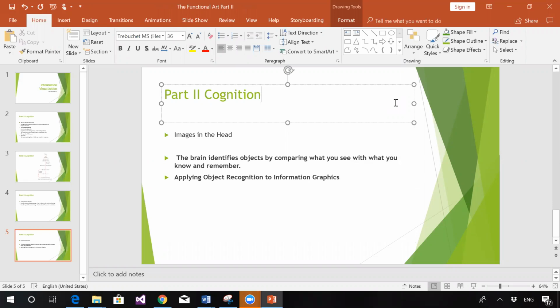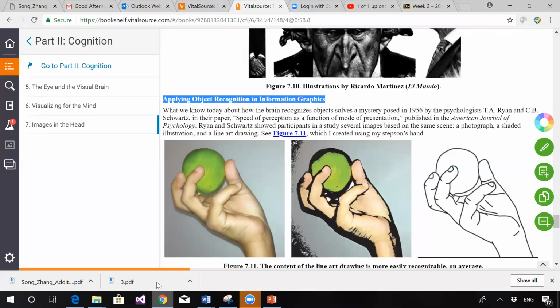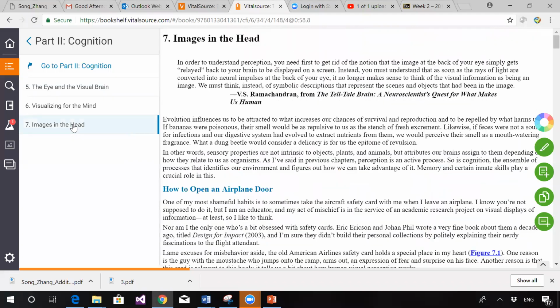Okay, in this part, we are going to discuss how images work in the head and how we apply object recognition, which is what we have learned, to information graphics. We are going to follow the book, Cognition, in part 3, Images in the Head.